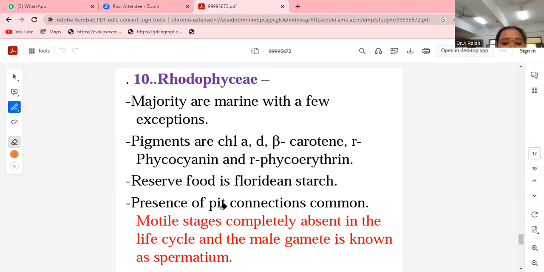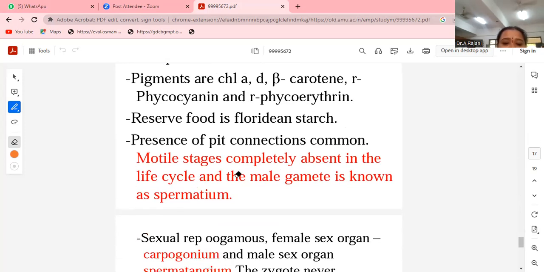Here, presence of pit connections is also very common in this one. The total thallus is non-motile. Here flagella are absent. Very, very, very important: in which class are flagella absent? This is the Rhodophyceae and Cyanophyceae. Both are algae where the flagella are totally absent. That's why motile stages are completely absent in the life cycle.